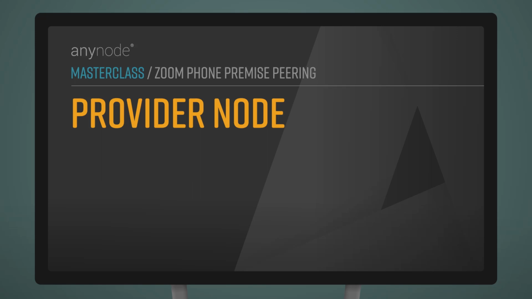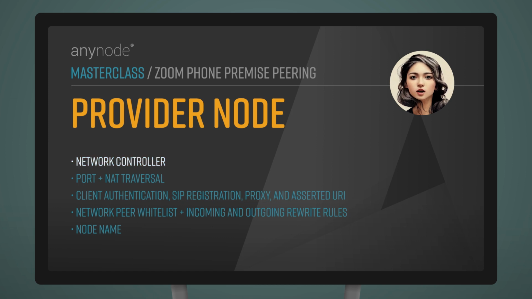Provider node. This chapter provides a comprehensive guide to set up a provider node in anynode. The chapter explains how to configure the network controller, which enables anynode to route traffic between the PSTN and Zoom Phone. It also covers port and NAT Traversal configurations, which help ensure successful communication between anynode and Zoom Phone. Other critical configuration settings such as client authentication, SIP registration, proxy, and asserted URI are also explained in detail.